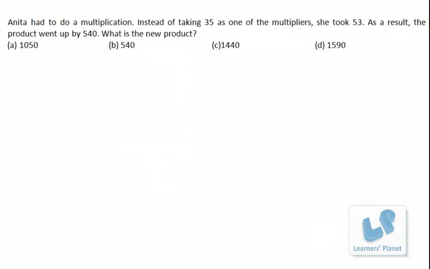Now let's try this interesting problem. Anita had to do a multiplication, and instead of taking 35 as one of the multipliers, she took 53. As a result the product went up by 540. What is the new product?